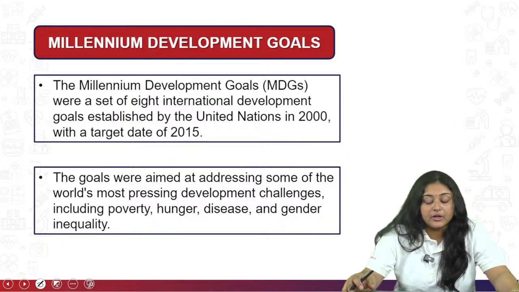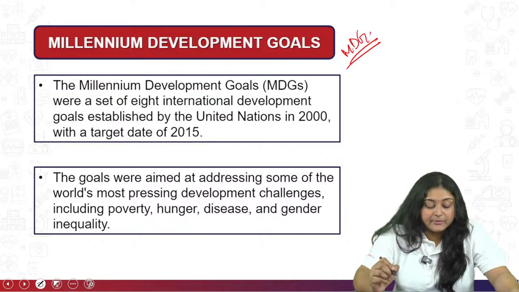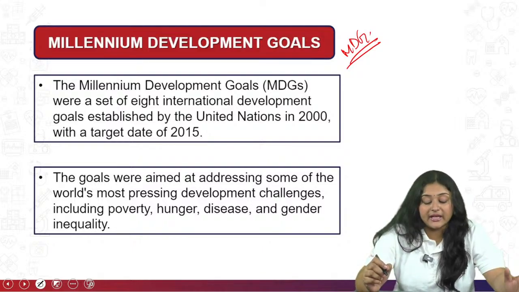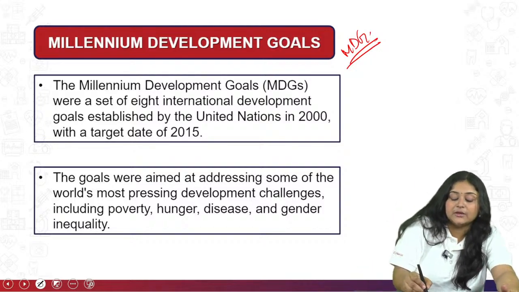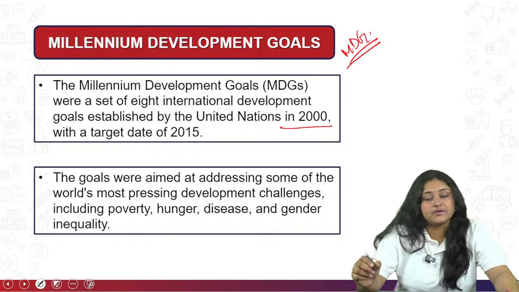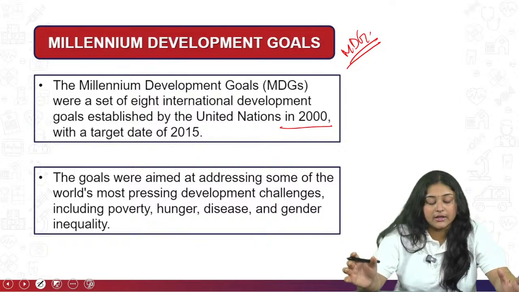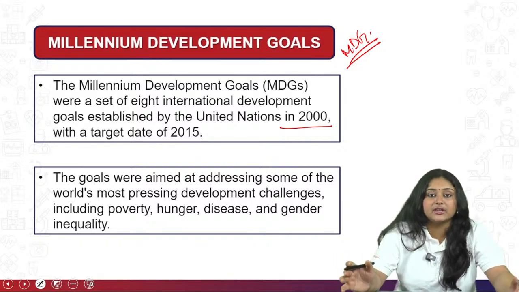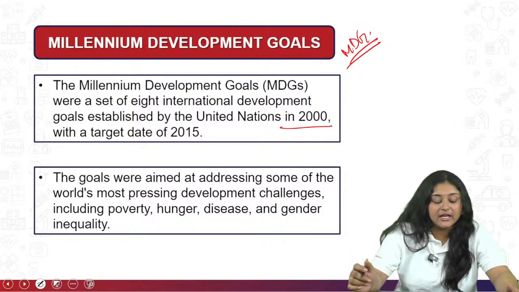So Millennium Development Goals, also known as MDG. Mainly the MDG is a set of 8 international development goals which was established by the United Nations in the year 2000 with a target date of 2015. They targeted setting 8 international development goals which will be helpful to set priority goals for individuals, to improve their lifestyle, and to promote health and prevention of diseases.